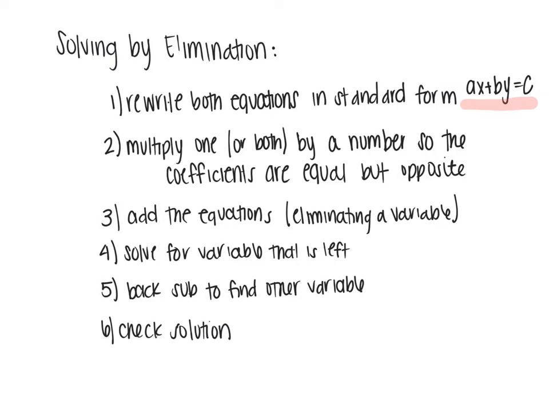Same number, opposite signs. Once you get that, you're going to add the equations, which will eliminate that variable, the one that is equal and opposite. They'll cancel out, give you 0. Then you'll have one variable left, so you're going to solve for that variable, back substitute into either equation, get out your other variable, and then you will always check these.